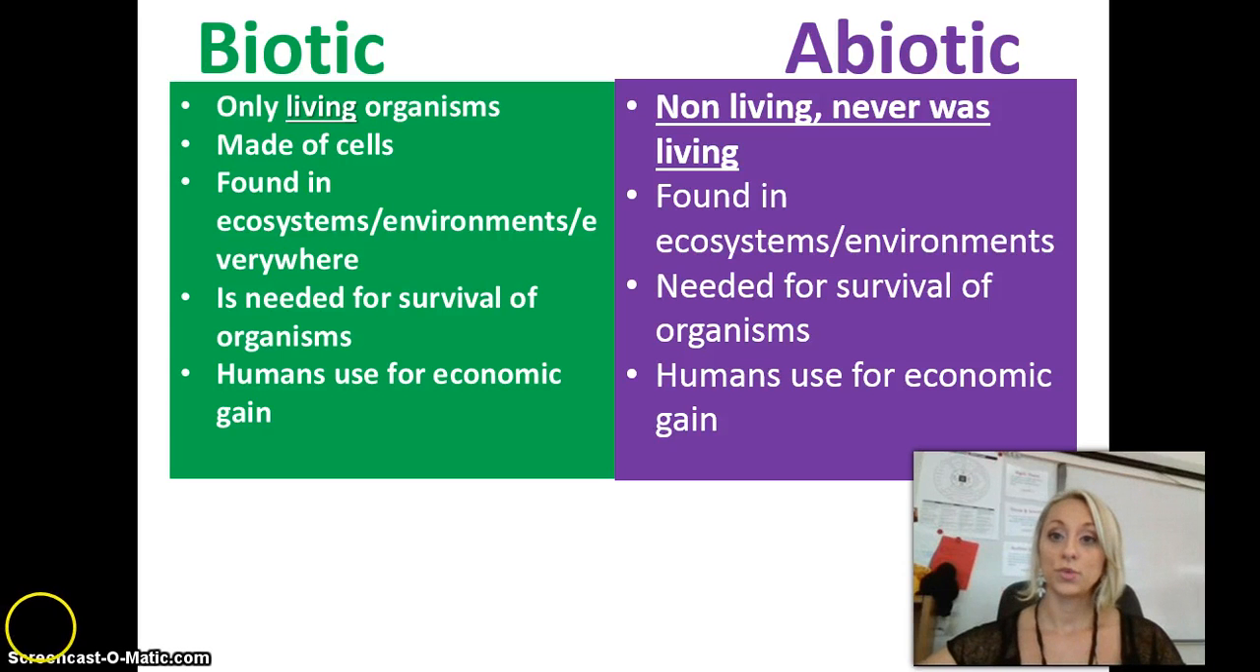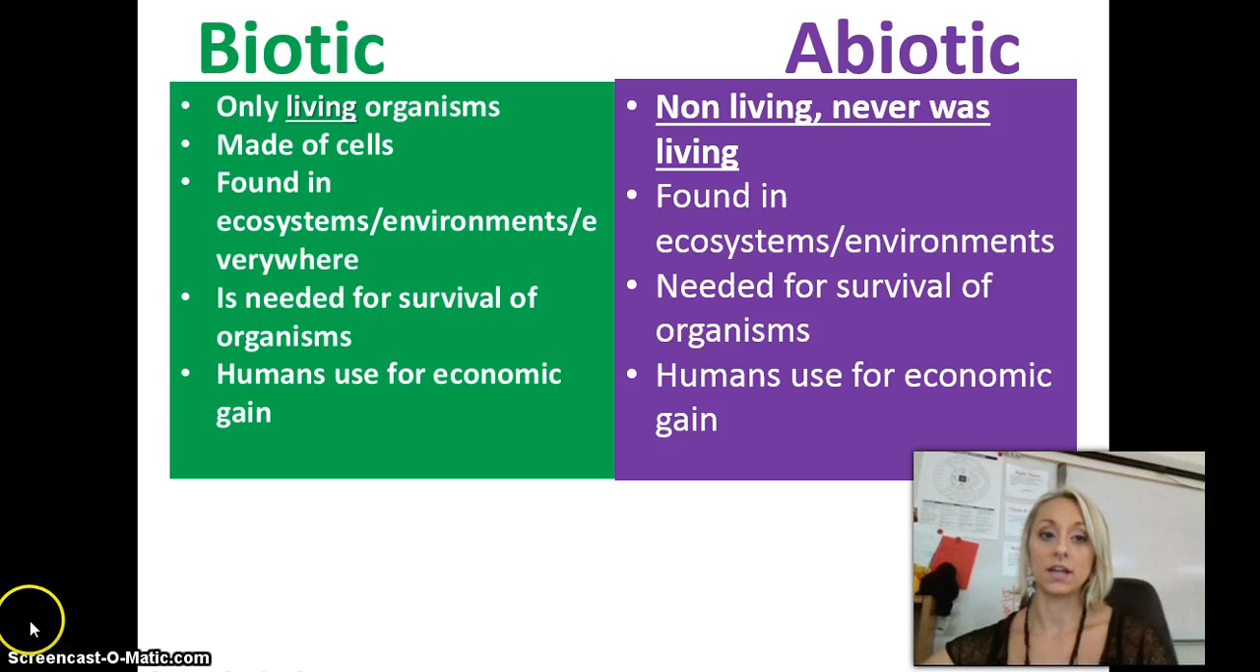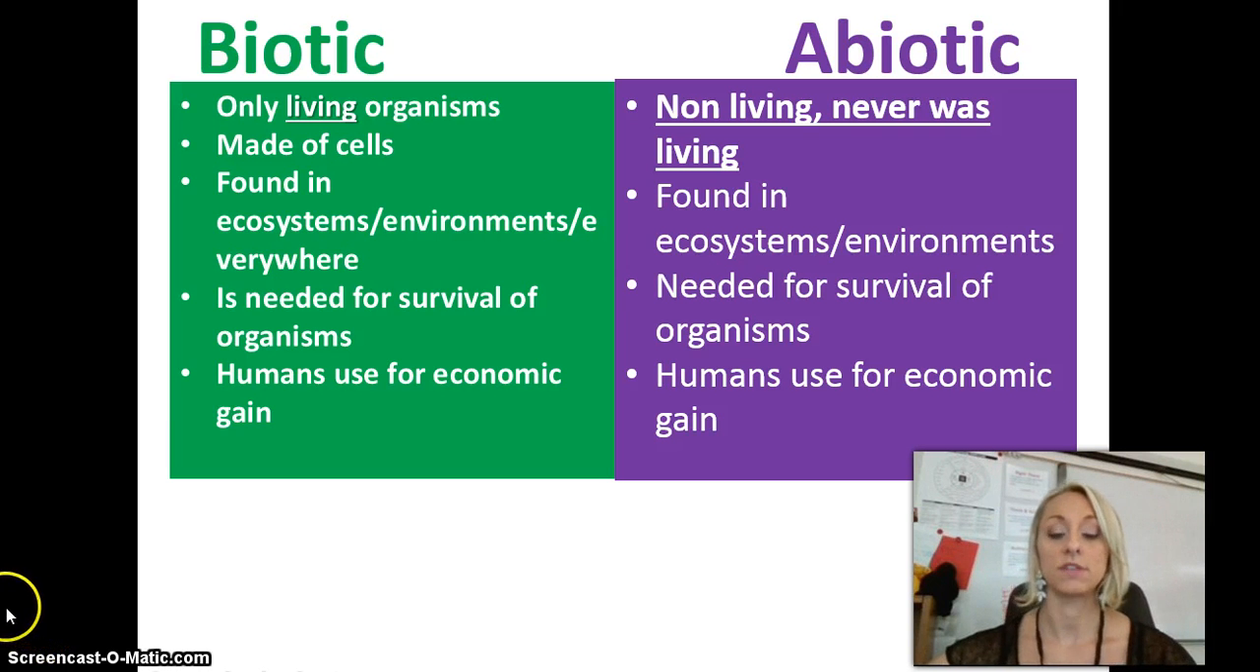So, just to recap for you, biotic, only living organisms. Biotic are made of cells. They're found in ecosystems, environments. It's needed for survival, and humans use biotic factors for economic gain. Abiotic, non-living, found in ecosystems and environments, also needed for survival of organisms, and humans use these for economic gain as well.